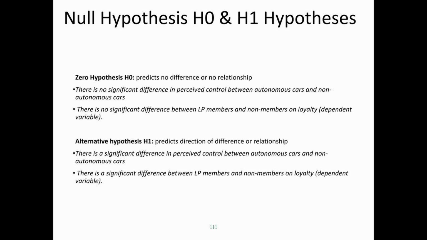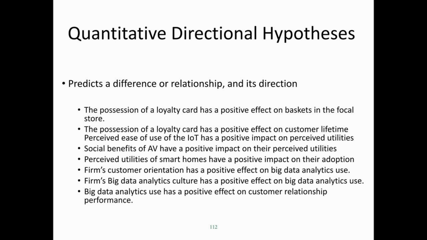The next important point is that you should always formulate a directional hypothesis that predicts a difference or relationship and its direction. Do not only say there's a link between the possession of a loyalty card and the purchase basket. Show the link, the direction. So the possession of a loyalty card has a positive impact on baskets. Or the possession of a loyalty card increases baskets, which shows the direction.